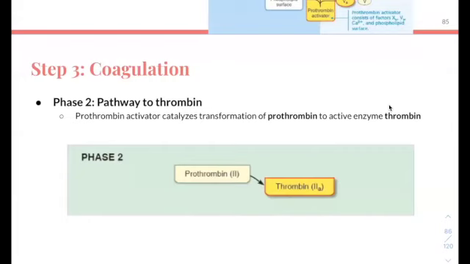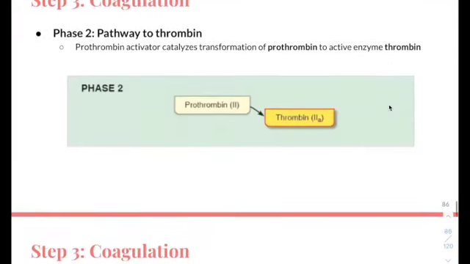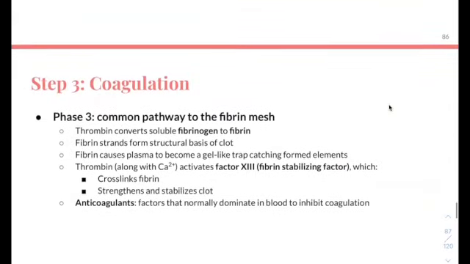So in phase 2, we get our pathway to thrombin. Prothrombin activator then catalyzes the transformation of prothrombin to thrombin, which helps with the plug to the clot to the blood vessel.